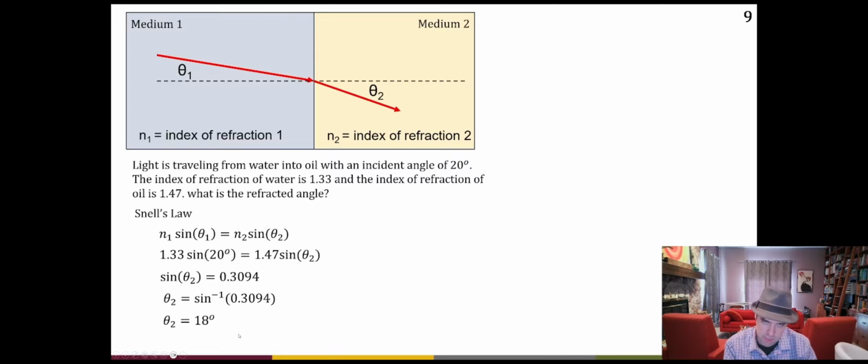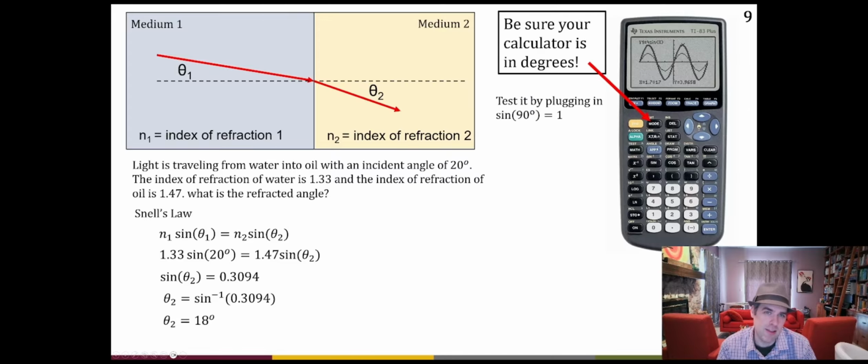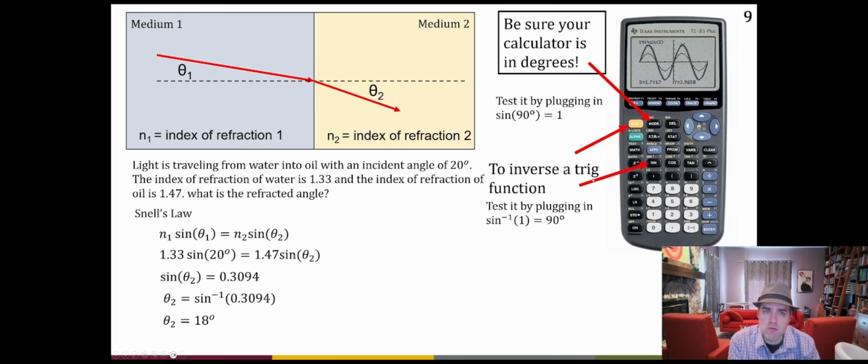Now, I want you to be very careful here. Be sure that your calculator is in degrees. There's a mode button here that you can click to change it. You can also test this by plugging in the sine of 90. Be sure that your calculator gives you the answer of 1, and that will double check that you're actually in degrees. Likewise, to do an inverse function, you click second and then the inverse, depending on your calculator. Test this by doing the inverse sine of 1, and be sure that your calculator outputs 90 as the answer. So please double check this. I would hate for you to do all the physics correct and then just get the wrong answer because your calculator is in radians and not in degrees.